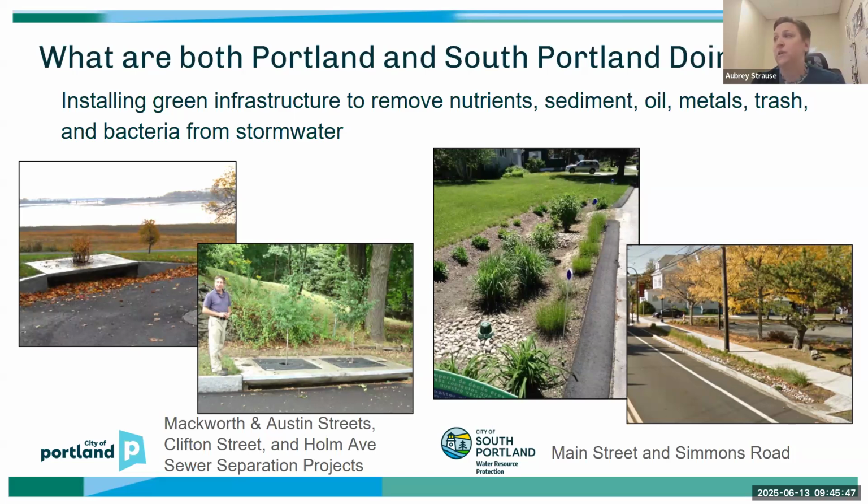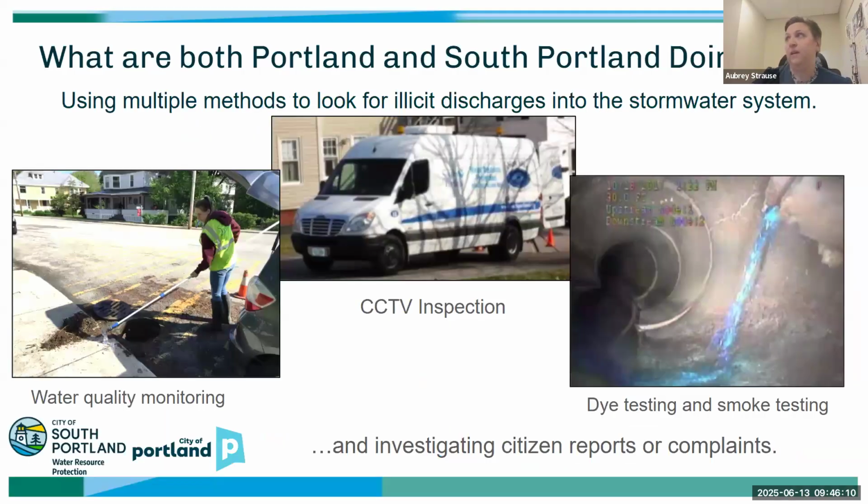Main Street and Simmons Road, you'll see they're actually Simmons Road and Main Street, but if you're driving on Main Street in South Portland, you'll see a number of esplanades between the roadway and the sidewalk where we are using vegetation to intercept what's flowing off the road, do some treatment, soak into the ground. If it's a big storm, it does go into our pipe, but we're still intercepting a portion of that and doing treatment where it wasn't happening before.